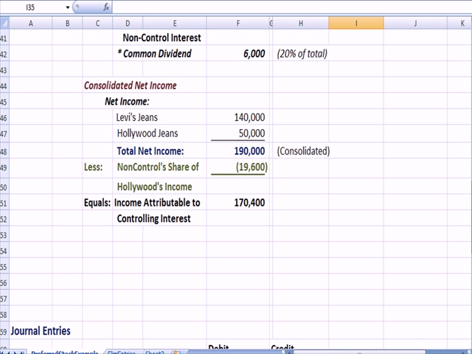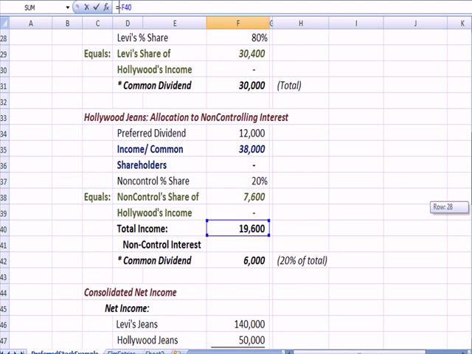What about consolidated net income? Well, here's Levi's net income, $140,000 that we were given. Here's the Hollywood Jeans, $50,000 that we were given, for a total of $190,000 consolidated net income. But we have to subtract out the income that's owned by the non-controlling shareholder. And that number is linked.